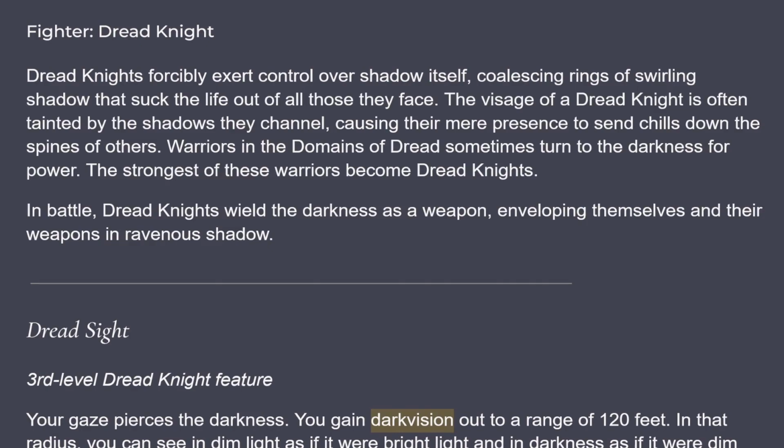The strongest of these warriors become Dread Knights. Right? My inner edgelord is just salivating at the chance to play something like this. In battle, Dread Knights wield the darkness as a weapon, enveloping themselves and their weapons in ravenous shadow. And that sounds awesome. I didn't necessarily get the weapon enveloping out of the subclass features, but we'll get into analyzing those in a minute.